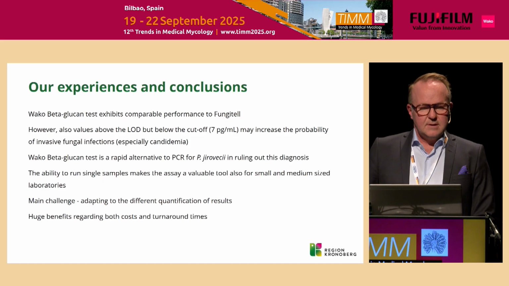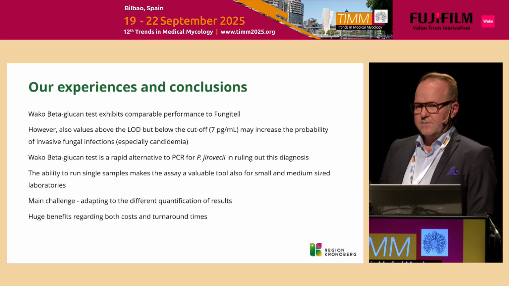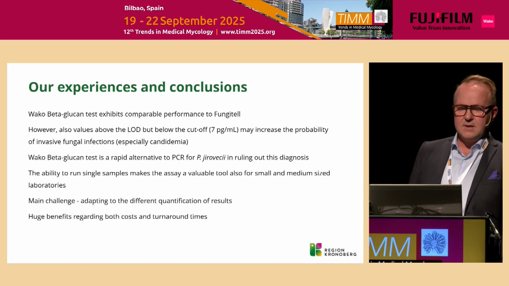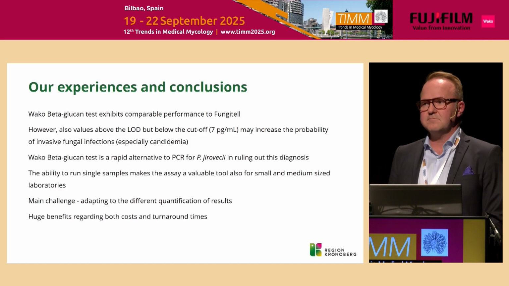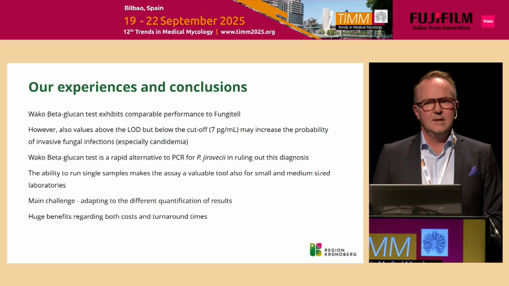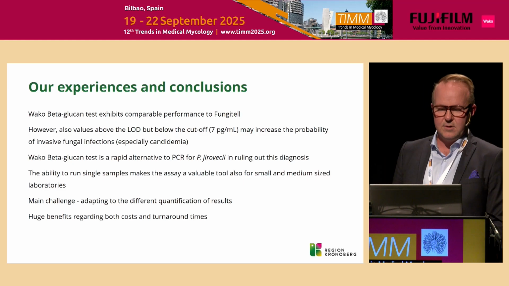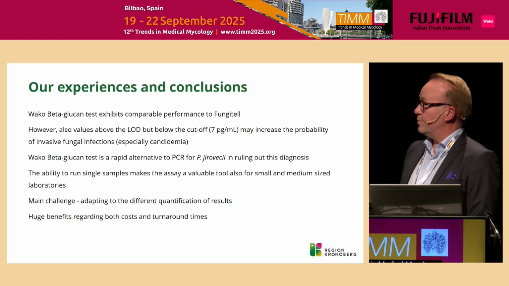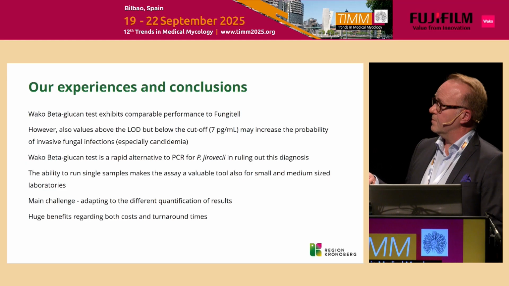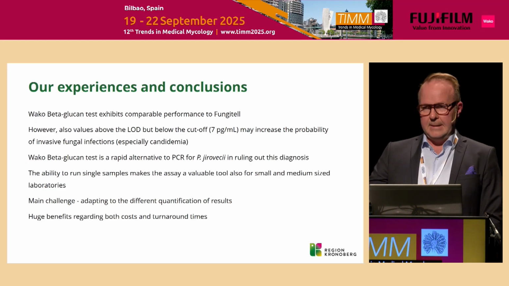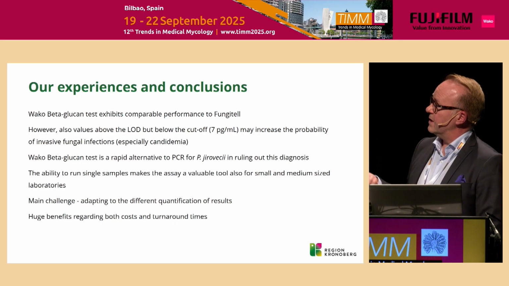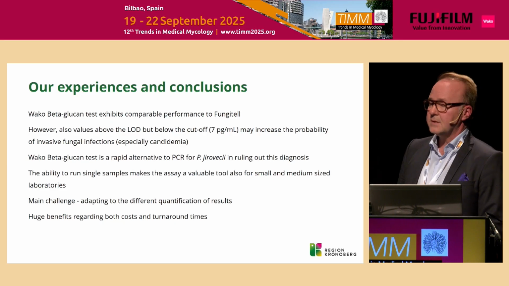So to summarize, our validation is, of course, very small. It's not big enough to be published in any way, but we are really relying on and trusting this assay. In our view, the WACO beta-glucan test exhibits comparable performance to Fungitel. However, based on the papers I showed you, we think that all measured values above the lower limit of detection need to be commented in some way, especially perhaps if the suspicion is candidemia.